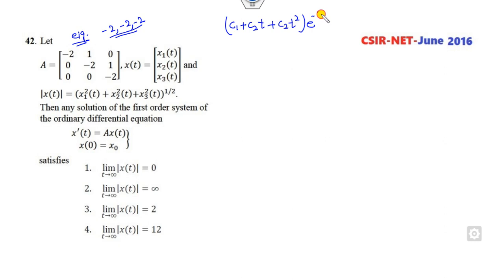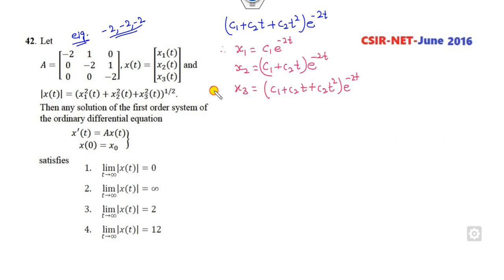So therefore, your x1 will be the first pair, c1 e raised to power minus 2t. x2 will be the pair of the second, e raised to power minus 2t, and x3 will be the pair of c1, c2 plus c3 of this. Or, because I will tell you a shortcut trick, you can think about this as x3, this as x1, or here. That's your choice, there is no worry.